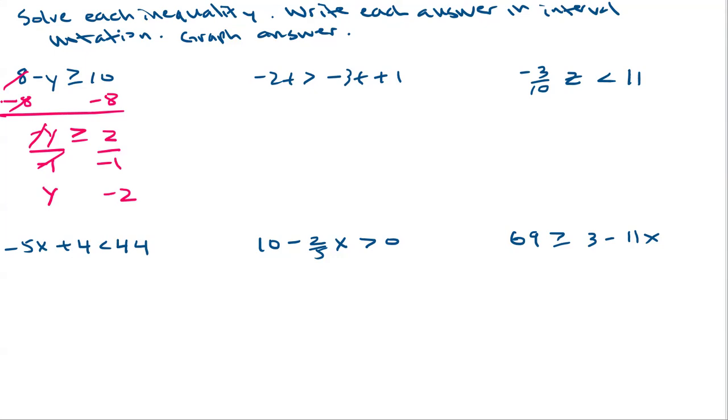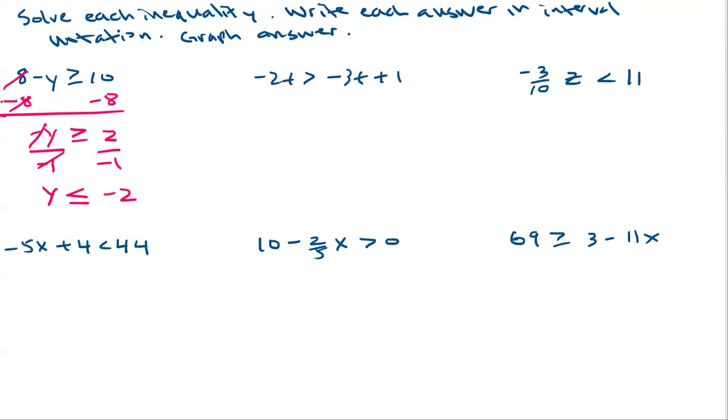It flips, right? Since we divide or multiply by a negative number, the inequality flips. So now it becomes less than or equal to negative 2. Okay, I wrote too big here, but now it wants me to write my answer in interval notation and then graph the answer.